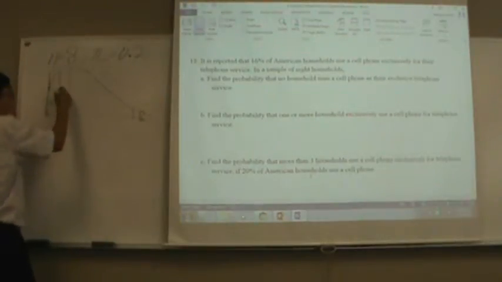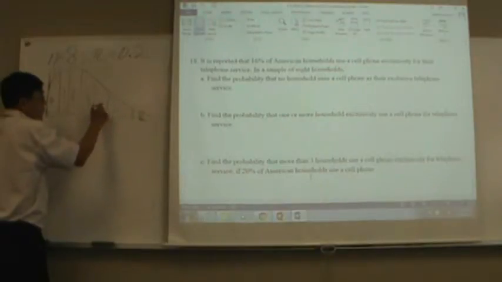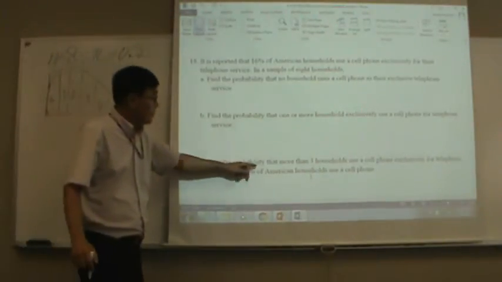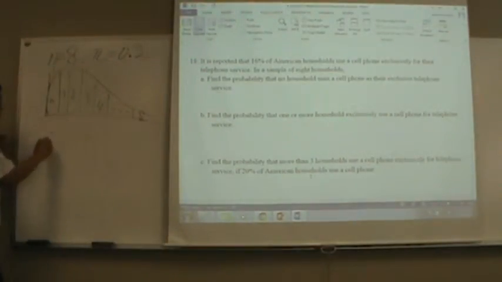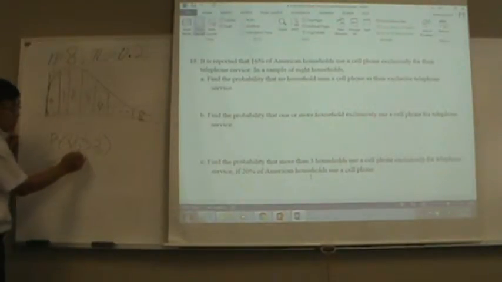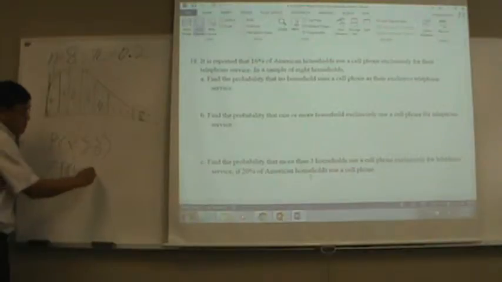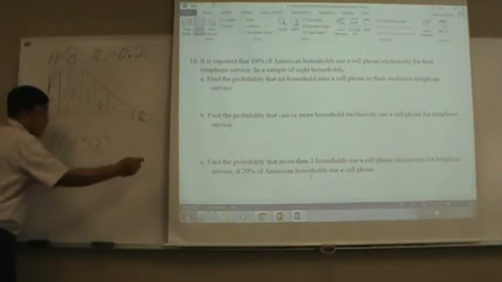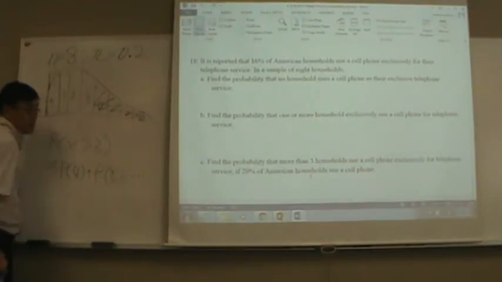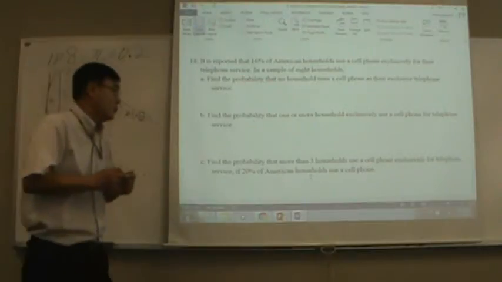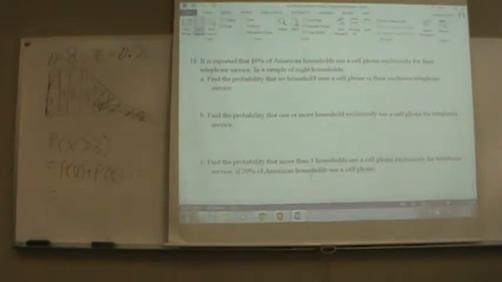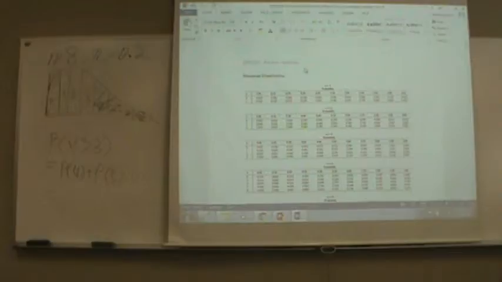Anyway, 8, 0, 1, 2, 3, 4, and so on. Find the probability that x is more than 3. 3 is not included because there is no equal sign. So probability x equals 4 plus probability 5 and so on up to 8. This area equals, from the table, this one, let's make it bigger.